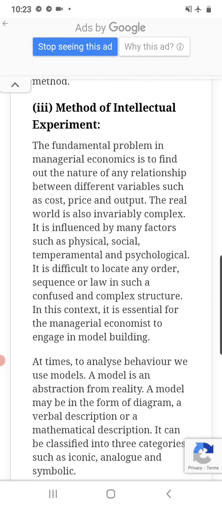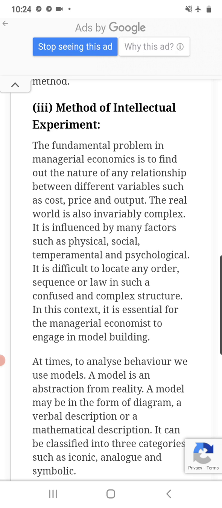The method of the intellectual experiment means the fundamental problem in managerial economics is to find out the nature of any relationship between different variables such as cost, price and output. The real world is invariably complex. It is influenced by many factors such as physical, social, temperamental and psychological. It is difficult to locate any order, sequence or law in such a confused and complex structure.